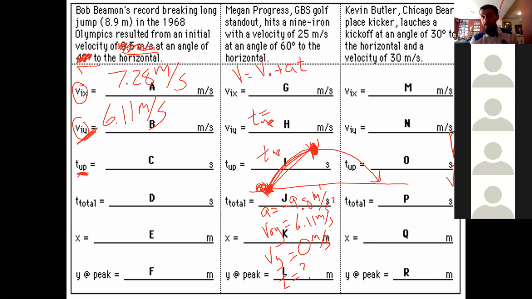What did you guys get? 0.62? Very good. Yeah, so I got 0.62 seconds. So I'm going to write that in here. 0.62 seconds. All right. So let me ask you this question here.